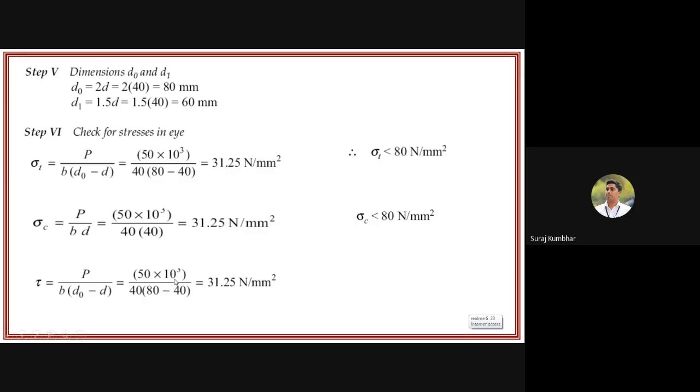So I will put again all the values. D0 we have already found out that D is 40. So I will put all the values in the formula. Again, I am getting 31.25. So again, it is less than.